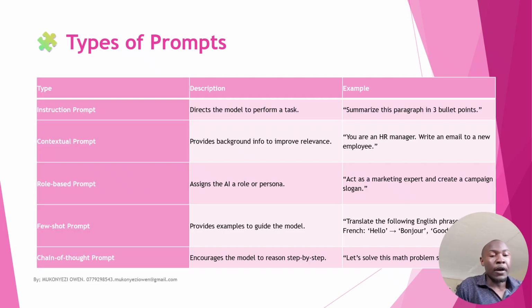Okay. The few-shot prompt provides examples to guide the model. We have examples of the languages there. Then the chain of thought prompt encourages the model to reason step by step. Like, let us solve this equation step by step: 2x plus 3y minus 4x. Then it will solve your problem step by step. Okay, you are encouraging the model to reason step by step.